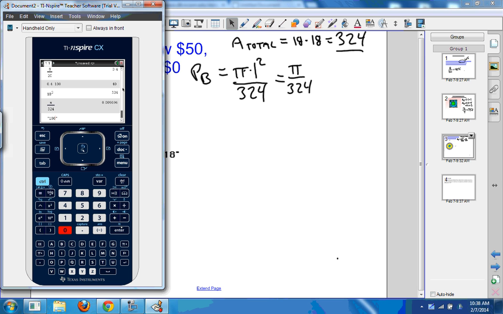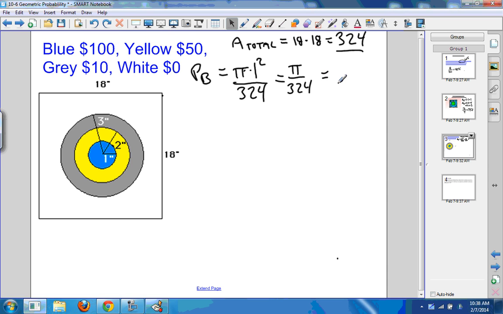I don't think I did that right. Times 100. You get 0.96%. Let me say 0.97%. So just under 1%. Let's just go ahead and call it 1%. Make it easy on us today. So we'll call it 1% chance of hitting that blue bullseye.